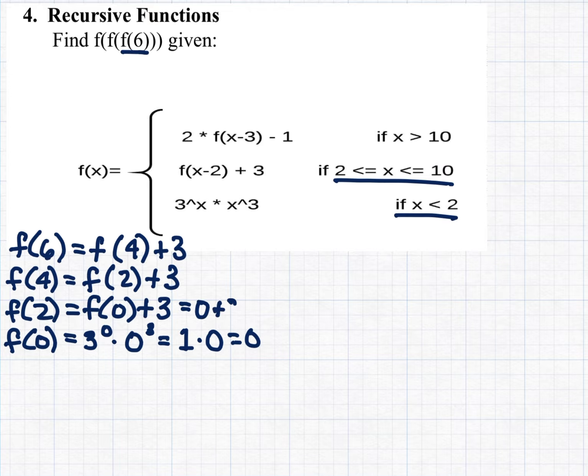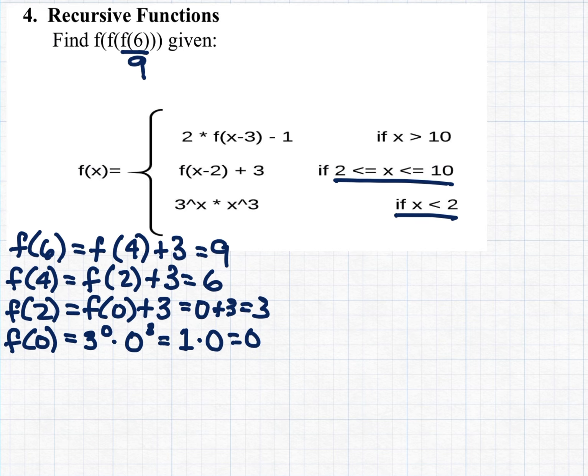0 plus 3, which is just 3. 3 plus 3, which is 6. And then 6 plus 3, which is 9. Okay, that just tells us that now we have to solve for f of 9.